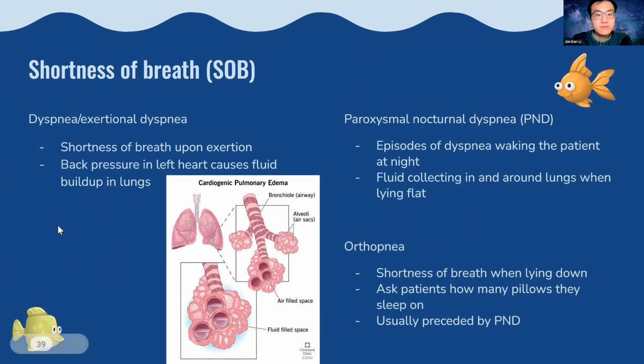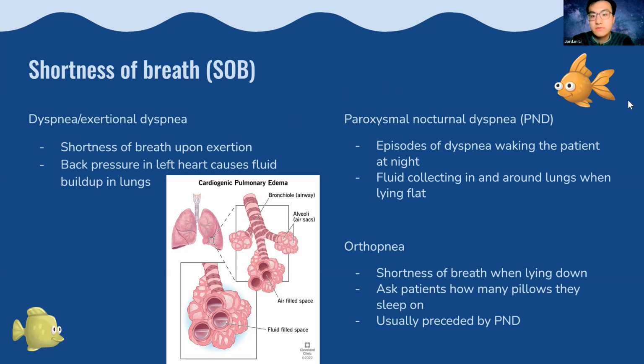Shortness of breath. There are three main types of difficulty breathing that you ask about in the systems review for the CVS. Dyspnea, otherwise known as exertional dyspnea, is shortness of breath upon exertion. And this is, as Sayumi talked about a bit earlier, where the pressure in the left heart pushes fluid or blood back into the lungs. That causes shortness of breath.